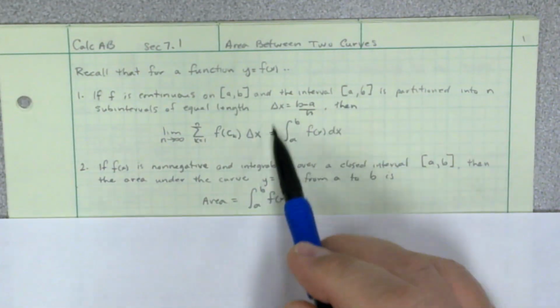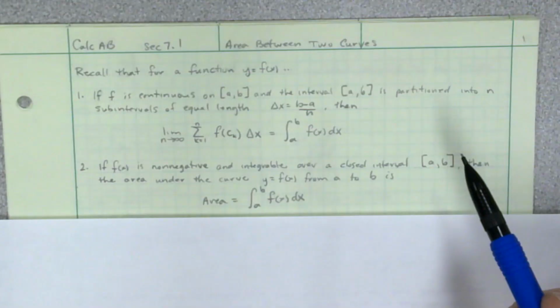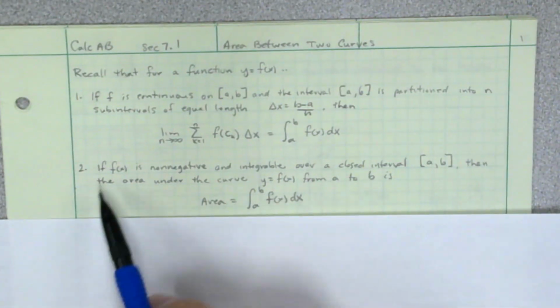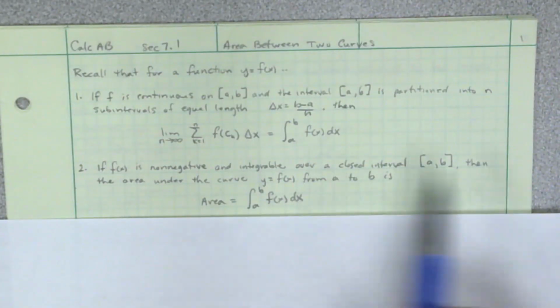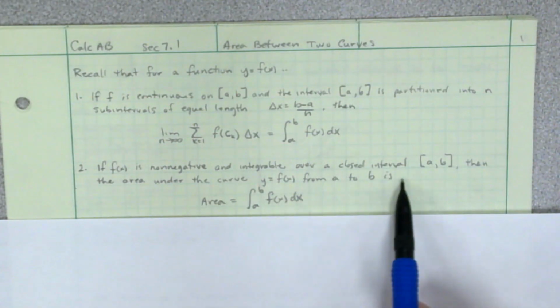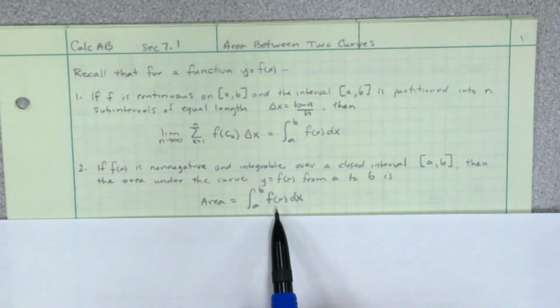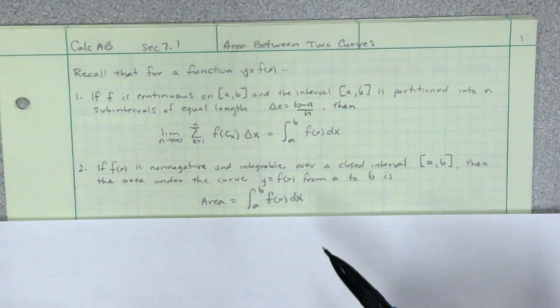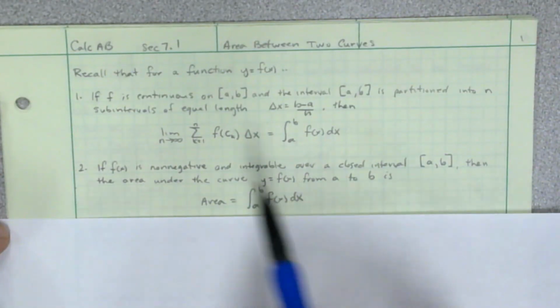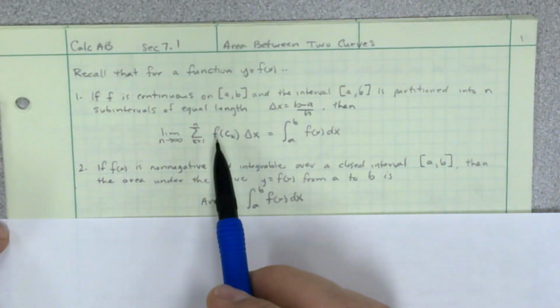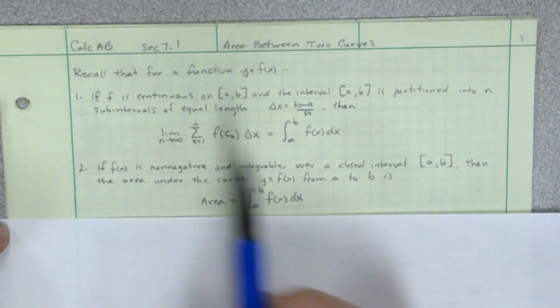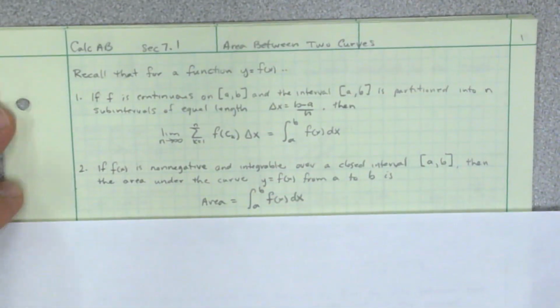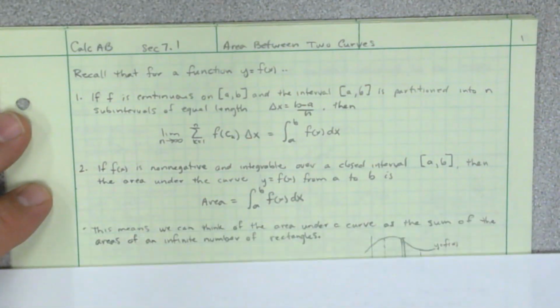So this right here is the area under the curve, as I'm going to show you. If f of x is non-negative and integrable over a closed interval, then the area under the curve of this function from a to b is this right here. What this is telling us is that we can find the area under the curve if we take the sum of a bunch of areas of little rectangles and take the number of rectangles to infinity. And that is what we're going to be doing here.